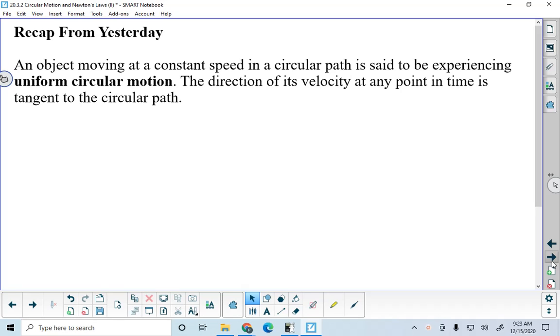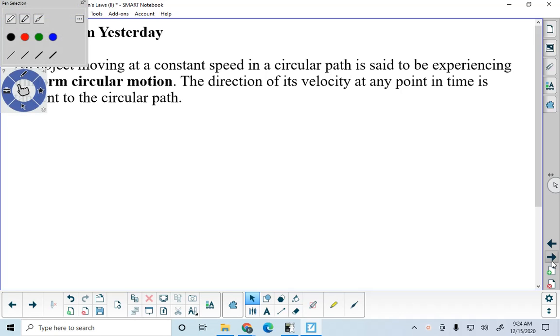But when you have an object moving in a circular path, if it's moving at a constant speed, we call that type of motion uniform circular motion. And the velocity at any point in time is tangent to the circular path.